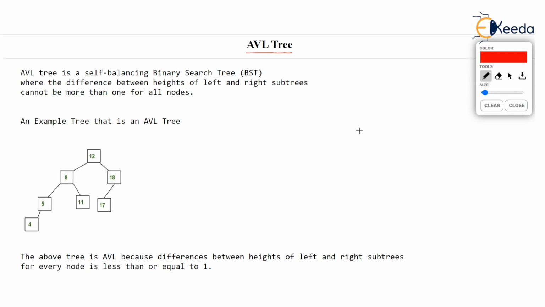Now, AVL is named after its discoverers, Adelson-Velsky and Landis. These are the computer scientists who created this tree. Actually, the good news is that an AVL tree is nothing but a binary search tree.